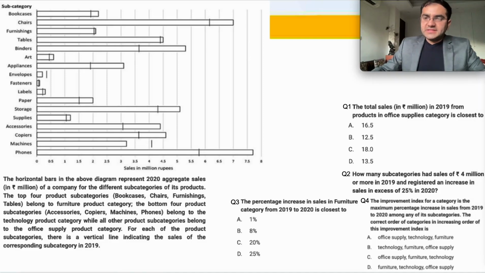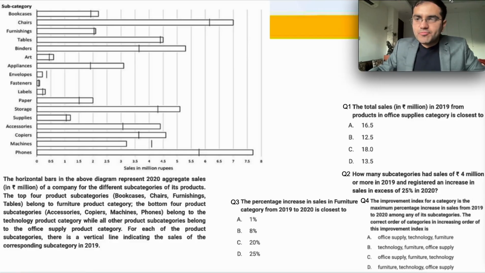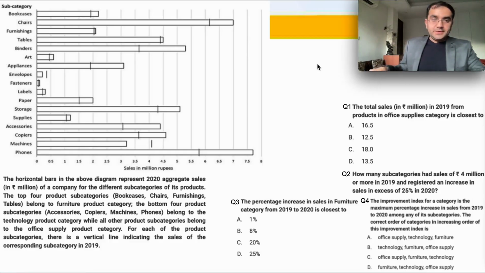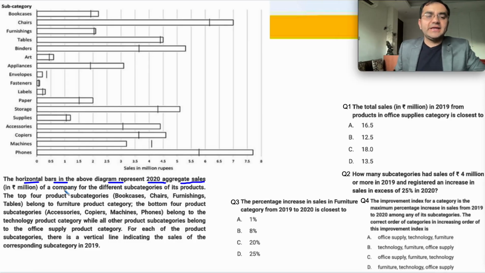Let's look at the first set. The first set is a DI based set, and the data is not presented clearly, so you will have to take some approximate values. The horizontal bars in the above diagram represent 2020 aggregate sales in rupees million of a company for different subcategories of its products. Top four product subcategories: bookcases, chairs, furnishings, tables, belong to furniture.